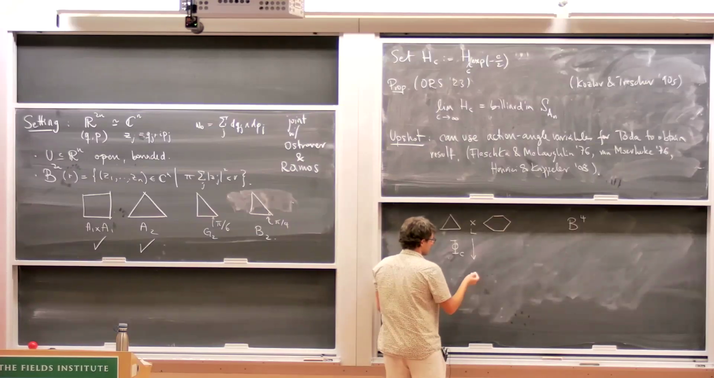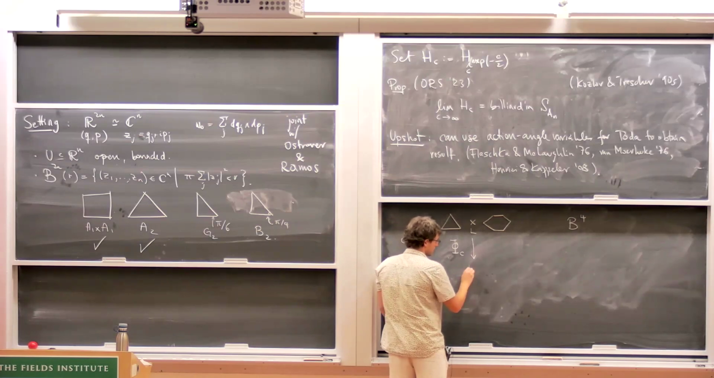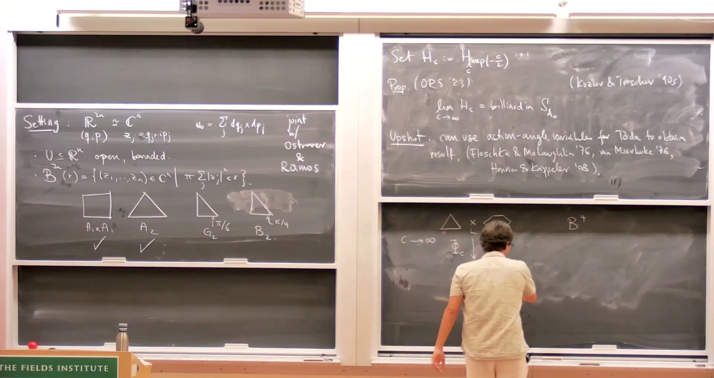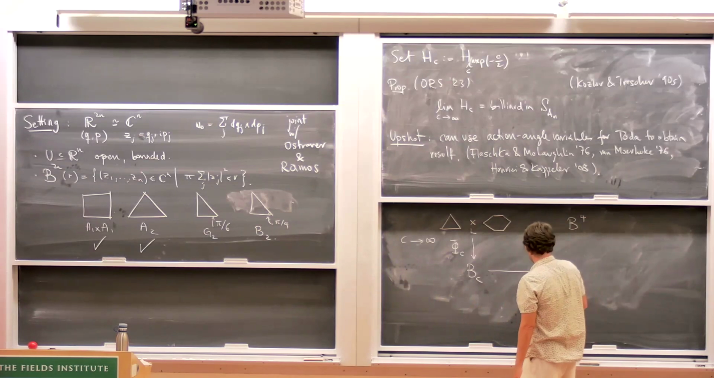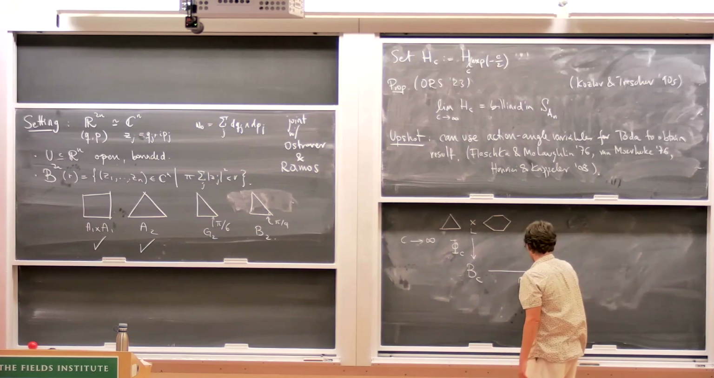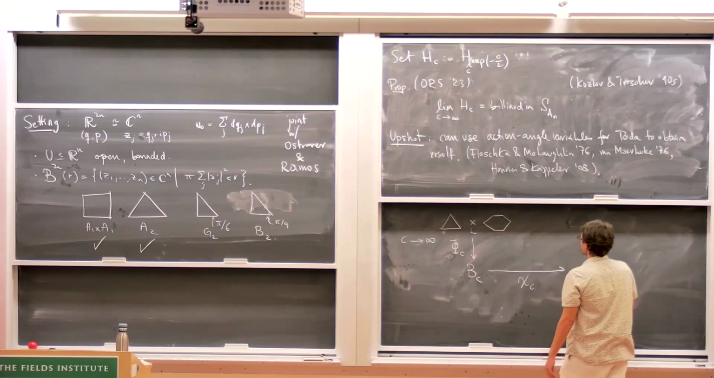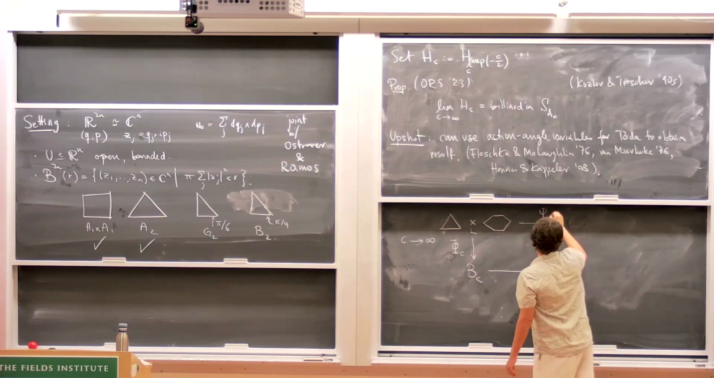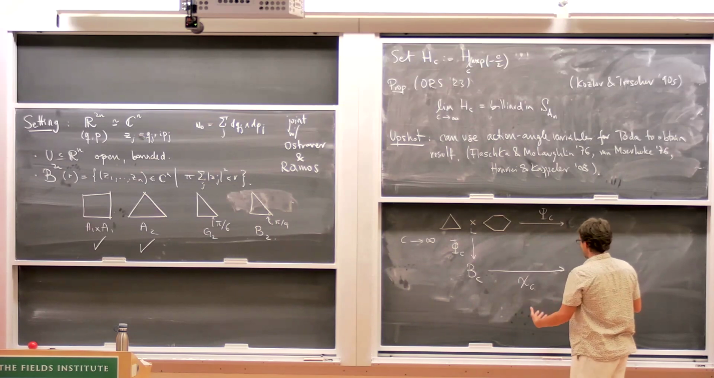And I have some moment map image. This moment map image is complicated. Let me call it BC. Then I have global action angle variables. I don't know what they're called: chi c, and I have a psi c, and you can check.